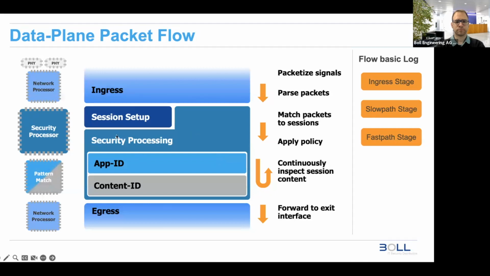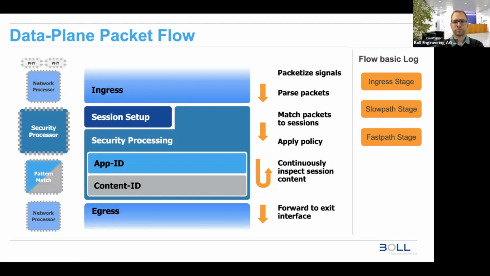Okay, so then in the security processing, the content scanning and app ID scanning kick in and so on. We do not want to look at this right now, just the session handling, layer 3, layer 4. And if everything is correct and nothing is going to be blocked, then the packet is egressed, transmitted to the next hop, something like this. And this processing can be captured on the firewall with the flow basic log. This tool is a CLI tool.